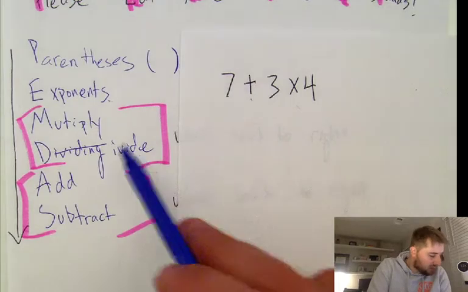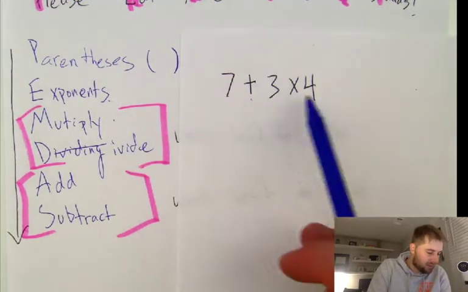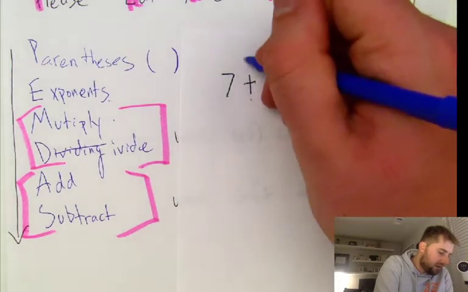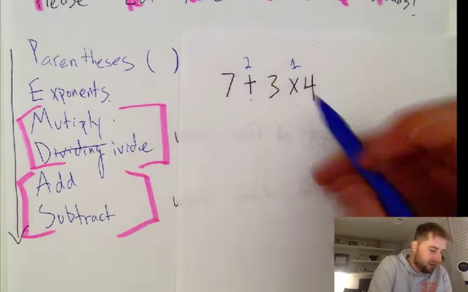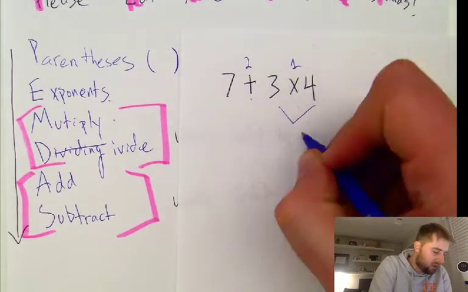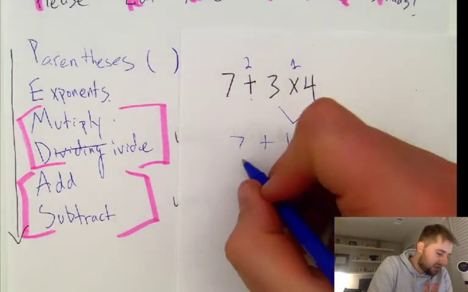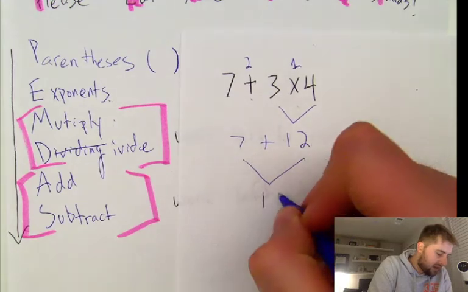Next thing, there's some multiplying. Okay, so there's multiplying, so I'm going to do that first. And there's only one other thing to do here, so we're going to do the addition second. But first, we're going to multiply. 3 times 4 is 12. Then we have 7 plus 12. 7 plus 12 is 19.